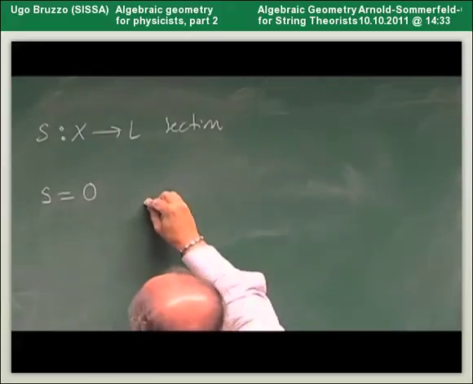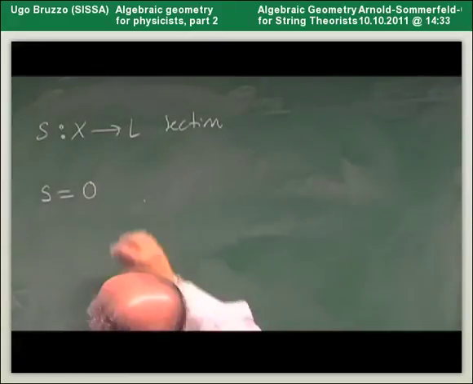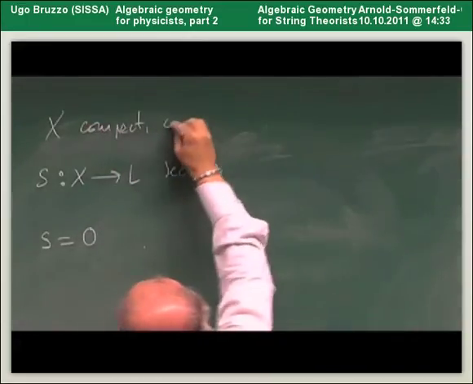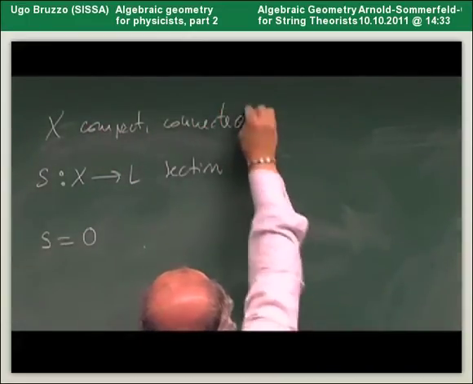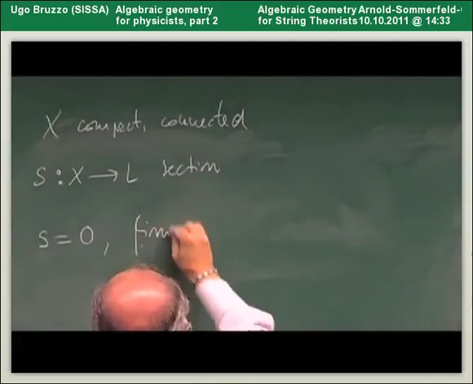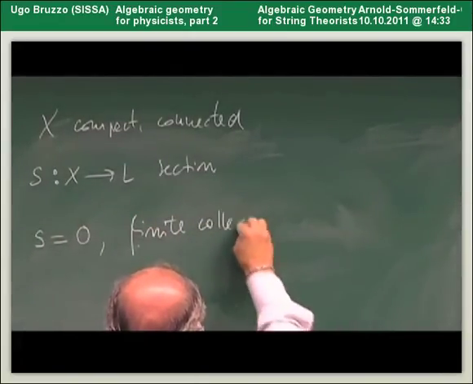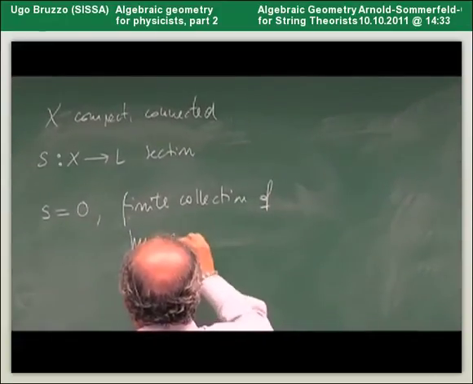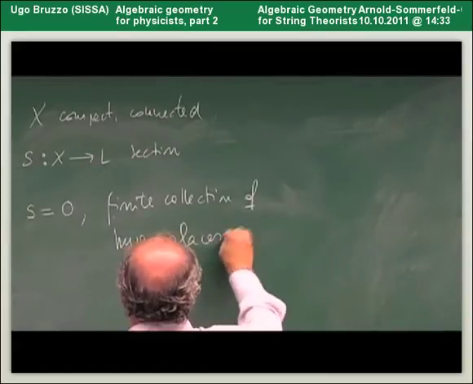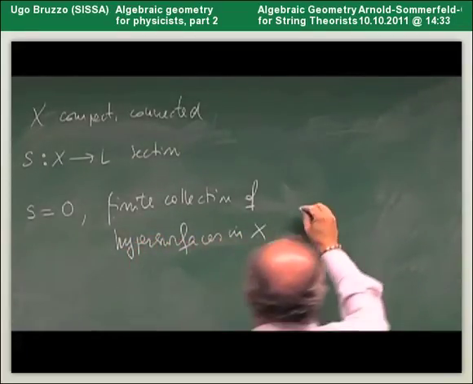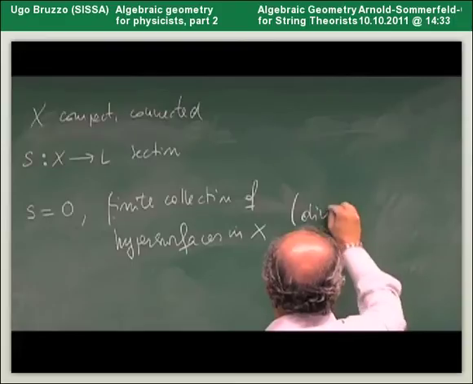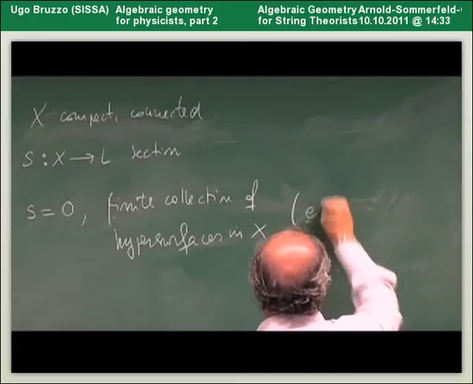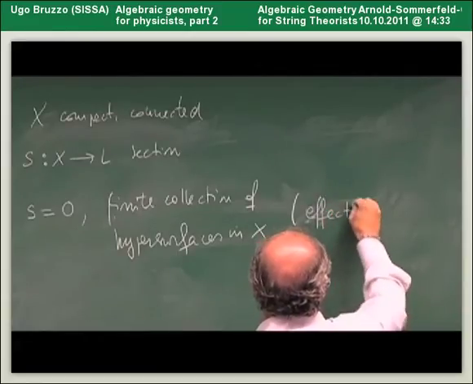Of course, in principle I may have many of them. Now let's assume that X is compact and also connected, which helps. This will be a finite collection of hypersurfaces. It's finite by compactness of X. This is what's called a divisor. Well, to be honest, it's called an effective divisor because it comes from a section.